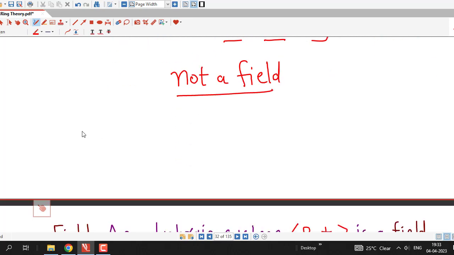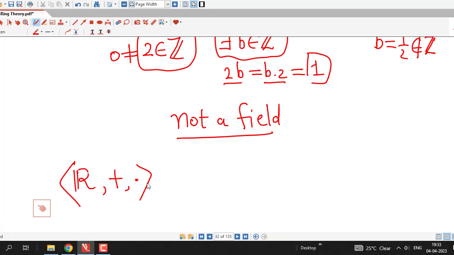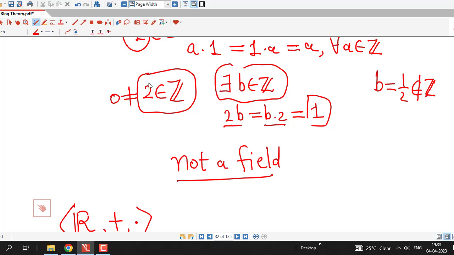But if we consider the set of real numbers with addition and multiplication operation, then it is clear that every non-zero element will have an inverse. For example, if we are talking about 2 in the set of real numbers, then we have to find B in the set of real numbers such that 2 into B equal to B into 2 equal to 1, and we find that B equal to 1 by 2 is in the set of real numbers.